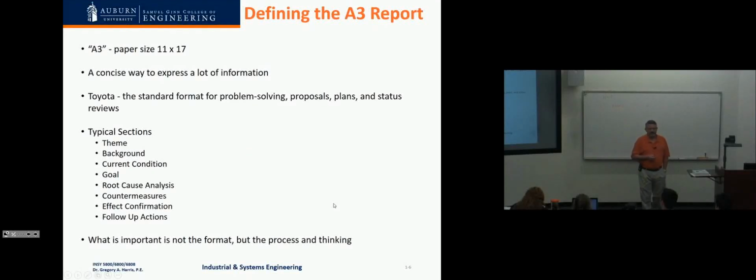A3, how did it get this name? Does anybody know? Paper size. Size of a paper. Do we have A3 paper in the U.S.? No, we have 11 by 17s. It's close. It's not quite the same. A3.9. It'll work for our purposes.